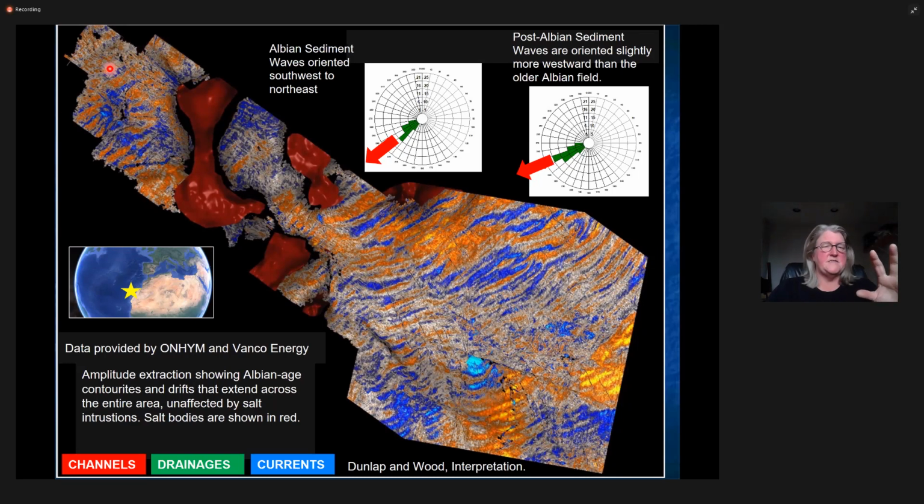It was not confining and separating this from the oceanic processes that were going on out here in the front of the basin. We can map these sediment wave fields. The Albion sediment waves are really oriented southwest to northeast. The post-Albion sediment waves are oriented slightly more westward than the older Albion field. So you can go in and you can begin to map sediment redistribution pathways and trends within these systems. You can begin to look at contourites and drifts. I hate the term contourite, but that's a different talk. And drifts, and they clearly extend across the entire area.